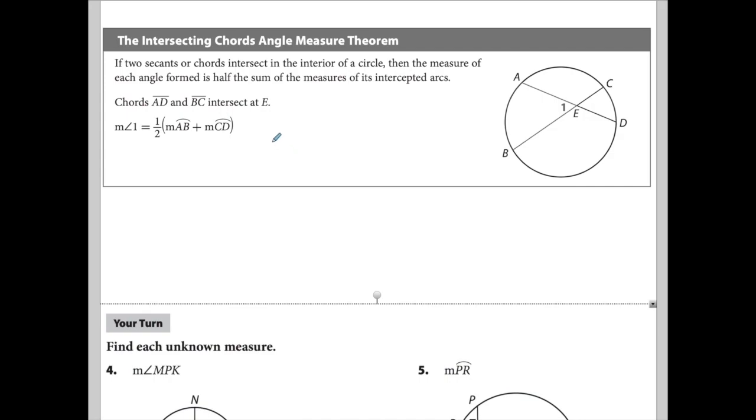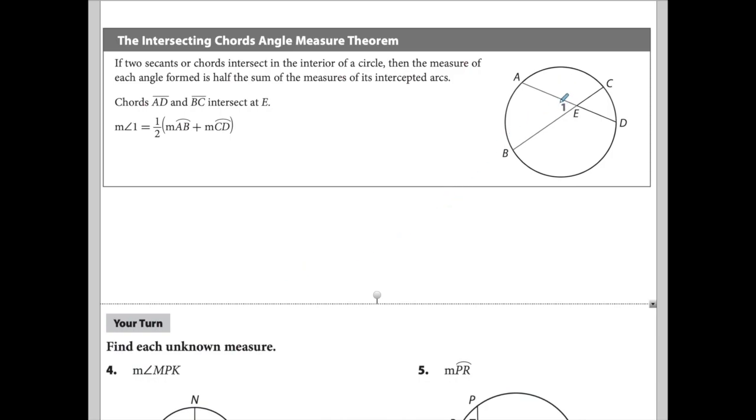So the first one is with intersecting chords. And what we know is that if two secants are chords, so they could even be secants, they don't have to stop at the points, they could go on forever because we're just focused on what's happening inside the circle. If they intersect here in the interior, such as at point E, then the measure of each angle formed is half of the sum of the measures of the intercepted arcs.